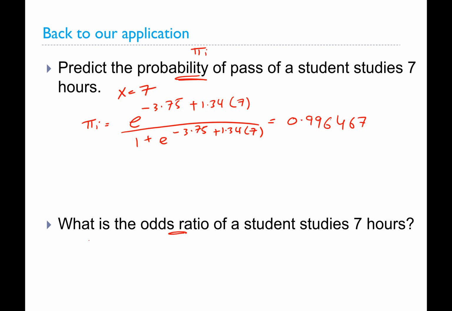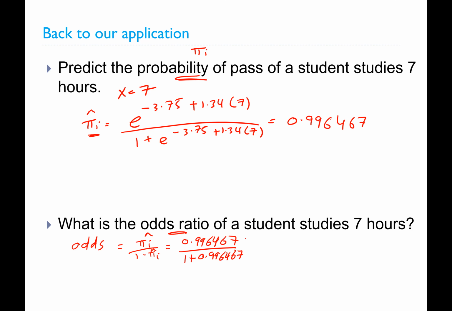What about the odds ratio? I can find the odds ratio in different ways. Because you have pi i, pi i divided by 1 minus pi i gives me the odds ratio. So the odds ratio equals pi i hat divided by 1 minus pi i hat. It is 0.996467 divided by 1 minus 0.996467. And it is the same thing.